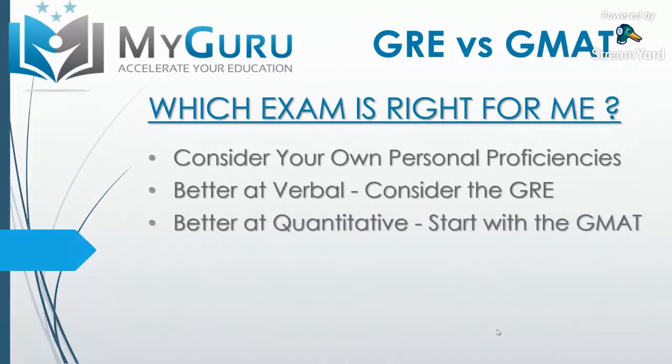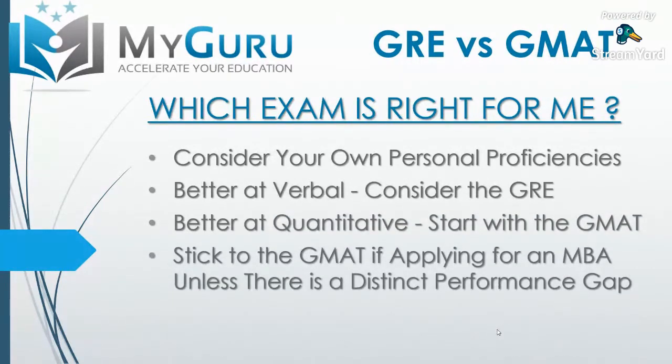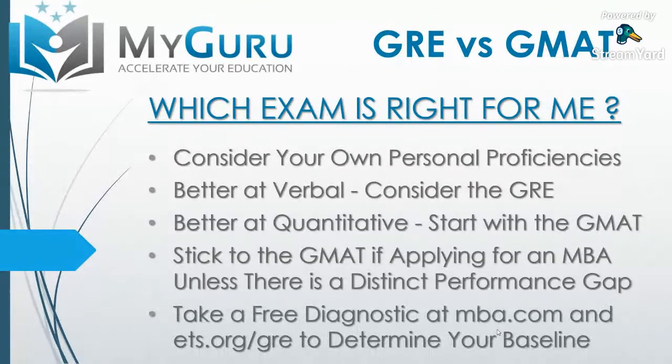If you're better at quantitative, though, start with the GMAT because the MBA admissions folks are generally going to prefer the GMAT, and there's going to be more information for you to compare against GMAT test takers and GMAT applicants than for the GRE. So stick to the GMAT unless you see a distinct performance gap on your own results as you're doing practices, because that's probably going to be the more germane exam for most business school applicants. And of course, take a free diagnostic at mba.com and ets.org/GRE to determine your score baselines for both exams to make an educated decision.